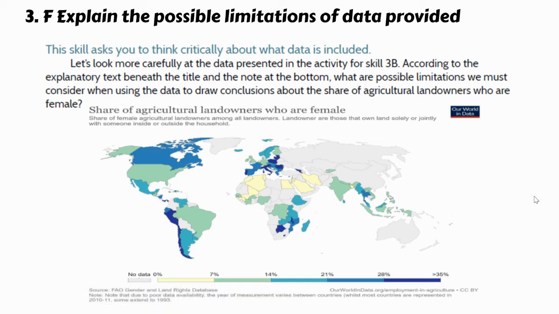I just looked at the map for that first one. If you look at the bottom of the map, it says note that due to poor data availability, the years of measurements vary between countries. So in some cases, we're getting the 2010, 2011 data, and sometimes we're getting data from 1993. So how accurate can a map be when there's a ton of countries that don't have any data whatsoever because of a lack of availability? All of this map is dated, right? Lots of things have changed even since 2010. Ten years is a long time to think about levels of development.